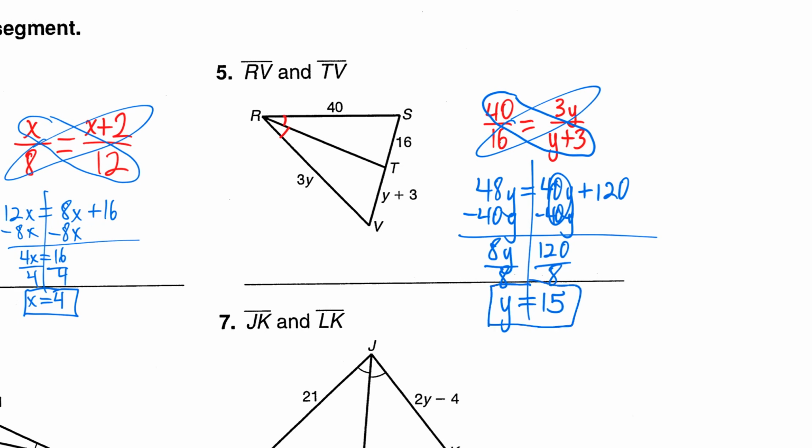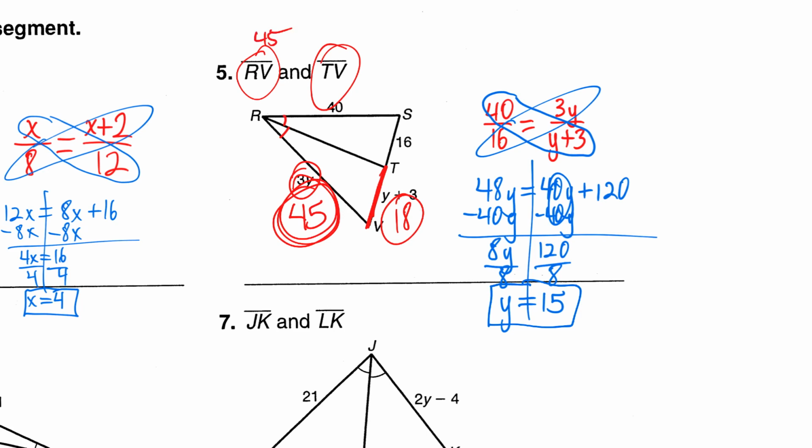So if y is 15, the question is how long is RV? So right here, 3 times 15 is what? 45. And if y is 15, how long is TV? 18. 15 plus 3 gives you 18. So this is 45. This is 18.